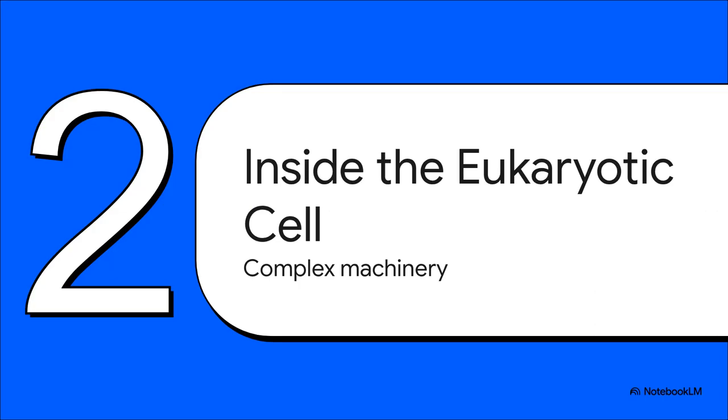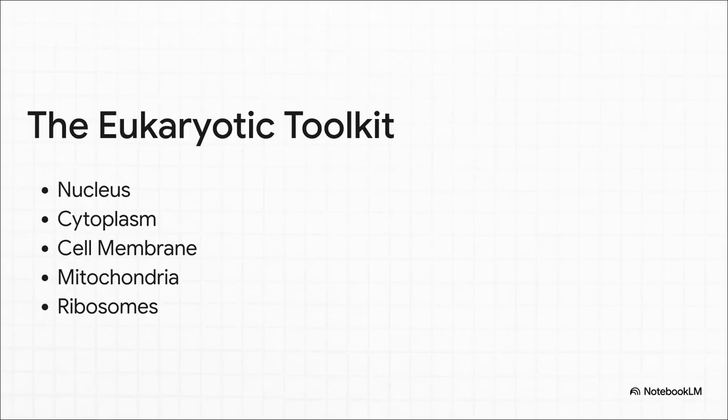So let's start with our home kingdom, the eukaryotes. We're going to dive inside and explore the organelles, which literally means tiny organs, and that's exactly what they are. Each one has a very specific job, and together they form this complex humming machinery that keeps the cell and you alive and kicking. So this right here, this is basically the standard toolkit for almost all complex life.